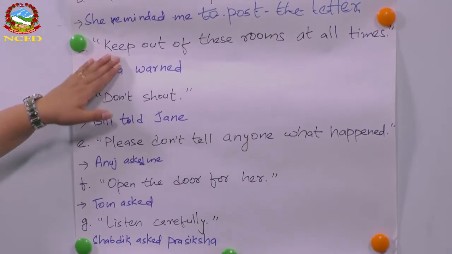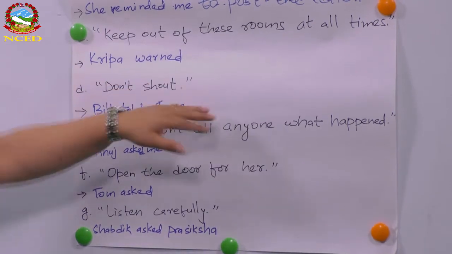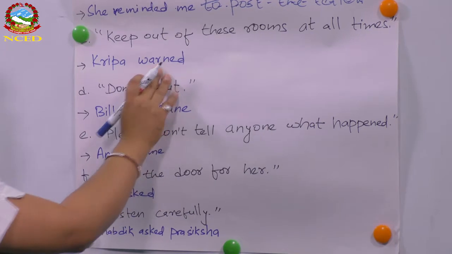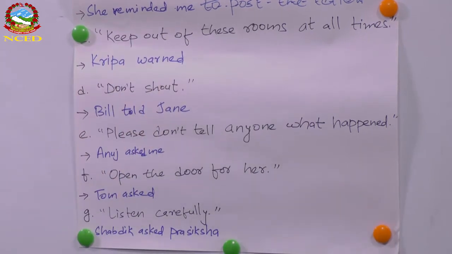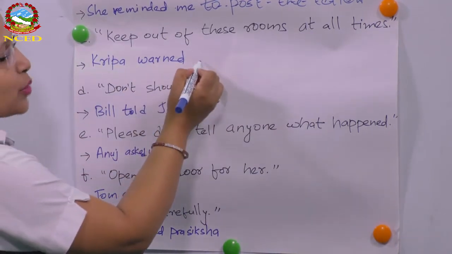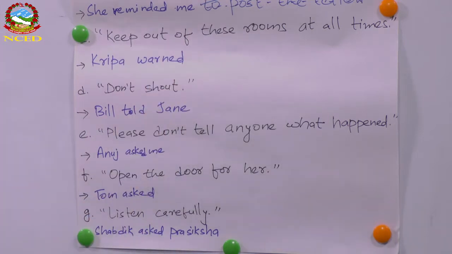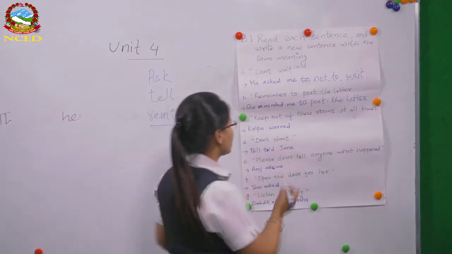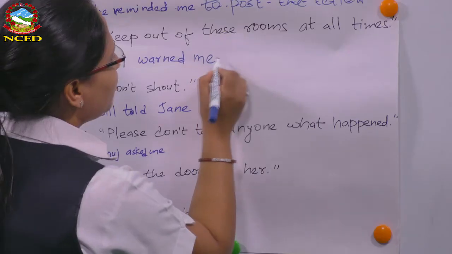This is a command and we have to change it into indirect speech. Again, Kripa warned is already there in your book if you have a look. So we have to add an object here. So simply you can use me all the time. Okay, so Kripa warned me.